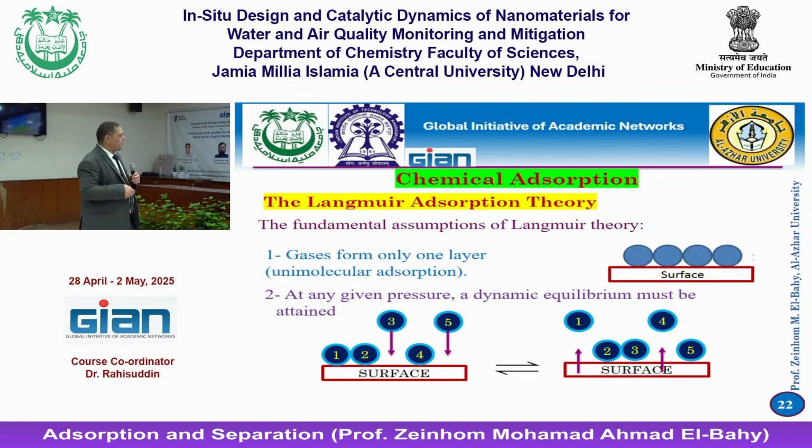Next, at a given temperature, a dynamic equilibrium must be attained. Dynamic equilibrium means there is absorption and desorption, like this. 1, 2, and 4 are absorbed, 3 and 5 are not absorbed. Then equilibrium occurs. You can see only 2 left the surface, desorbed, and the other 2 were absorbed on the surface. So there is a dynamic equilibrium, not a static equilibrium. Dynamic equilibrium means absorption and desorption occur continuously.